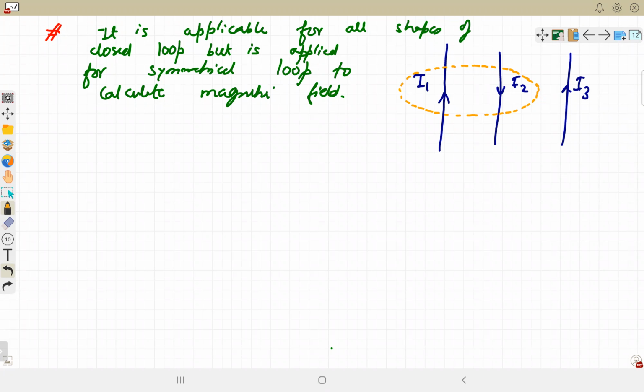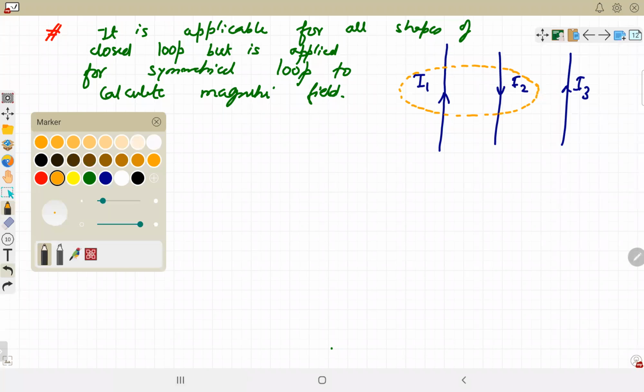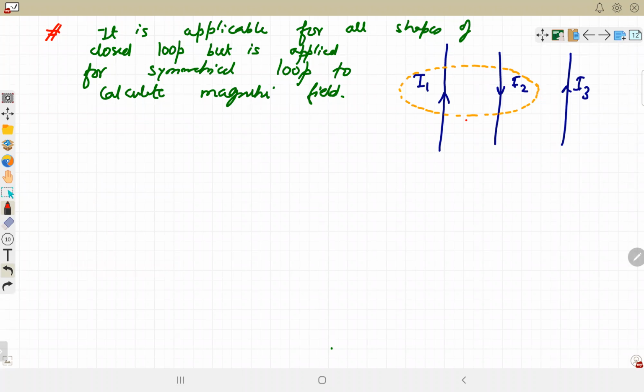Okay, so now in this loop, it is our choice whether we do the integration of dl anti-clockwise, because dl is a length vector, so we can go anti-clockwise or we can take clockwise. That is in our choice. B is already decided. B we don't know, B we have to find.